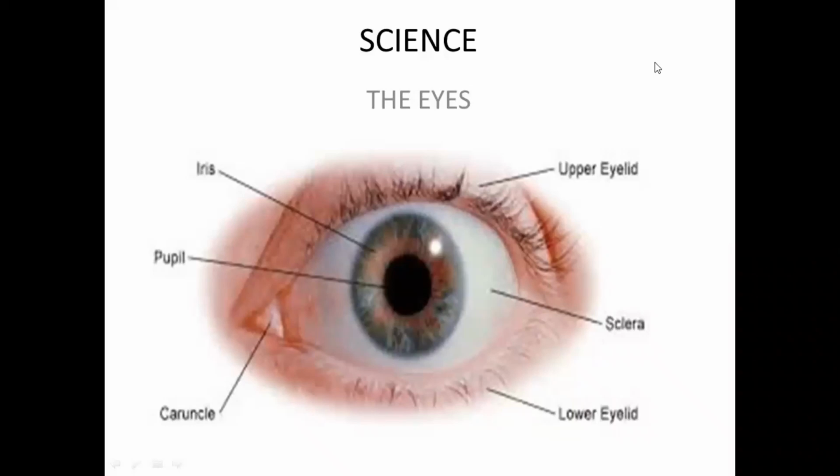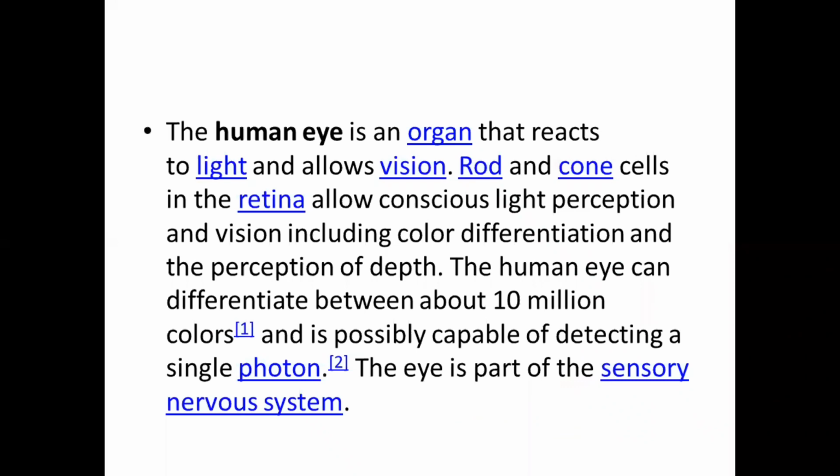Today in science, we shall be looking at the eyes. The human eye is an organ that reacts to light and it allows vision. That is, your eye is an organ that reacts to light. You can remember when rays of light flash at your eyes, they react to it. Either you leave your eyes open and keep looking at it, or you take your eyes away. So it reacts to it immediately, and then it allows vision.